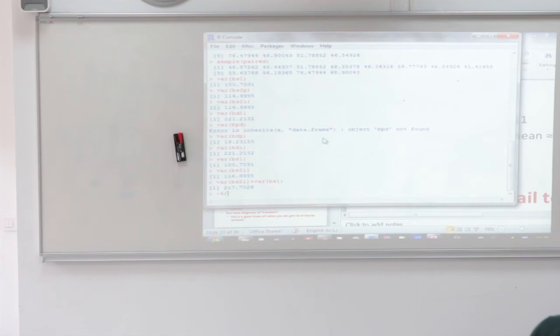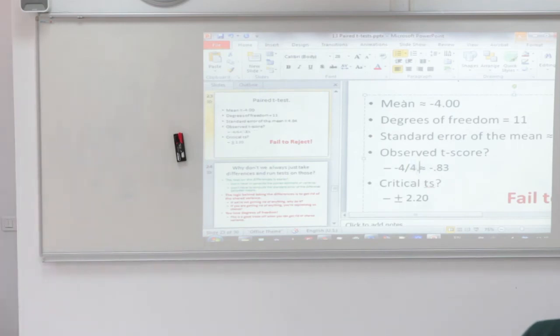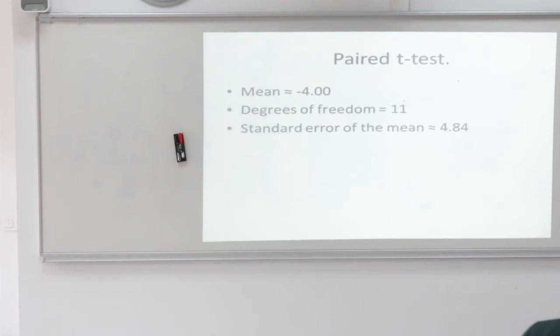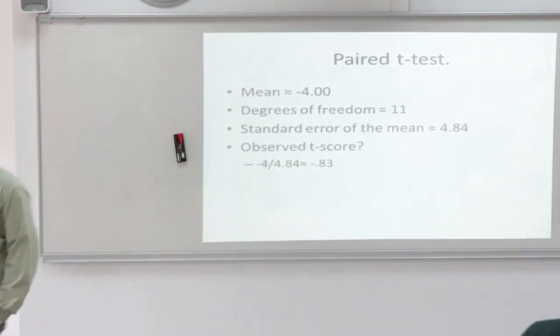-4 divided by 4.84 gives 0.823. So I got this part right, I got that part wrong, 4.84. All right, so our observed t-score is -0.83.